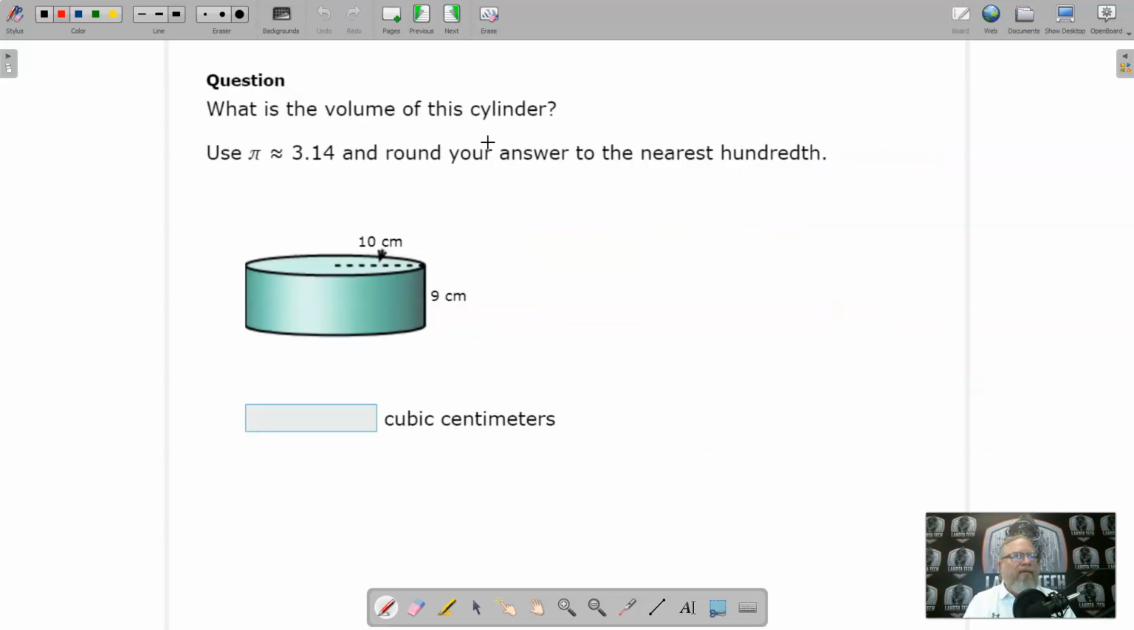On the next one, we have the volume of a cylinder, and they want us to use 3.14 whenever we get to pi, because we're going to need pi. So let's talk about the volume of a cylinder, and maybe I can draw a little cylinder there. The volume of a cylinder is going to be the base area, so again, we have the base area, and we're going to multiply that times the height of the cylinder itself.